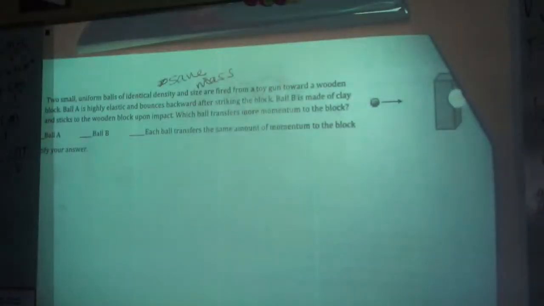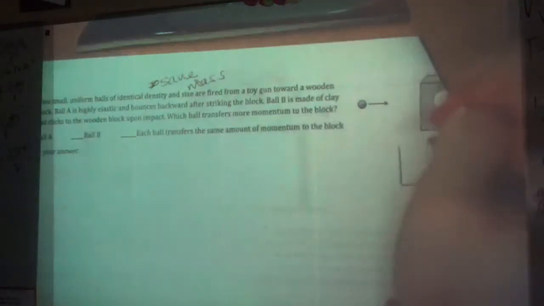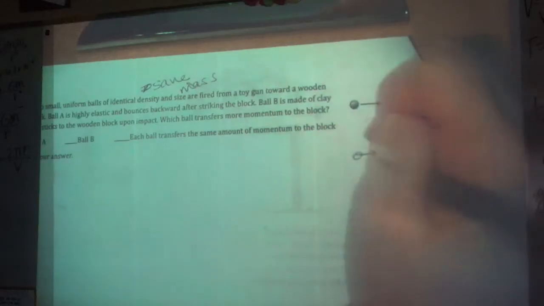Number 3, two small uniform balls of identical density and size. That means that they're the same mass, because if they have the same density and same size, they're the same mass. They are fired from a toy gun towards a wooden block. A is highly elastic and bounces backwards, so I'm going to draw A coming in and then coming back out. This is situation A.